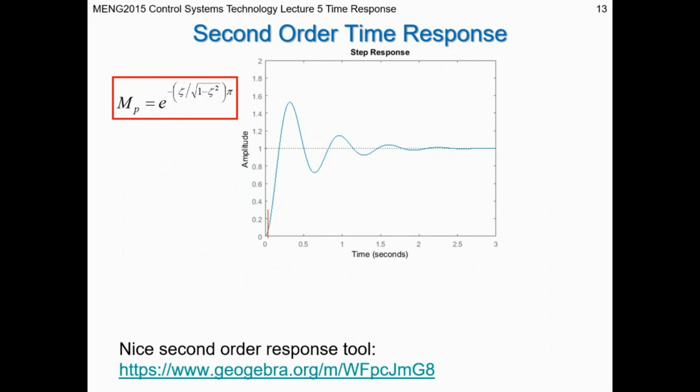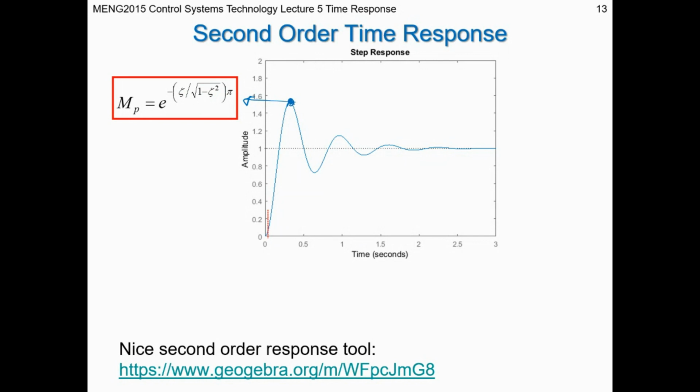And there are characteristics we can draw from our sinusoidal response. The first is our peak output, which is this point here. Our peak magnitude is given by e to the minus zeta over root 1 minus zeta squared, times pi.